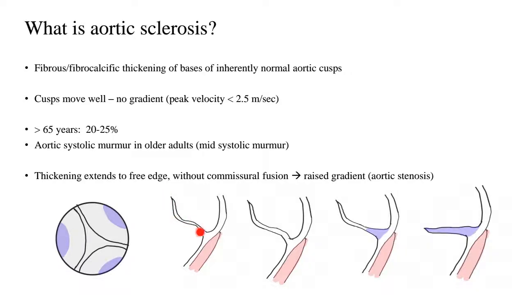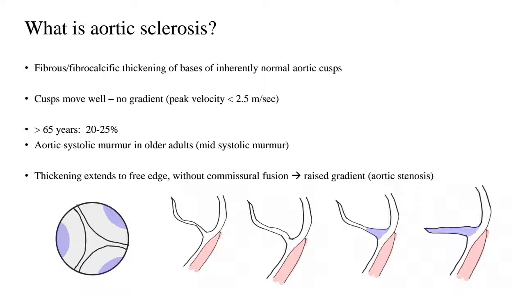This is one of the aortic cusps which is thin, and initially it starts thickening at its base. Then fibrocalcific tissue causes deposition at the base, and when it becomes very severe, it goes right up to the free edge of this valve. This is when aortic stenosis can also occur.